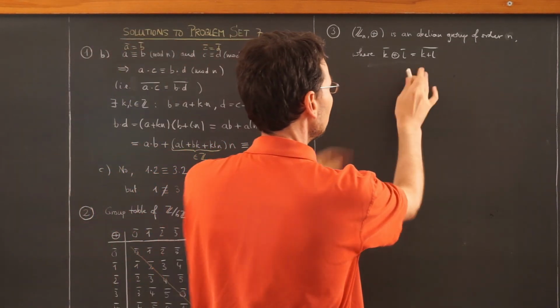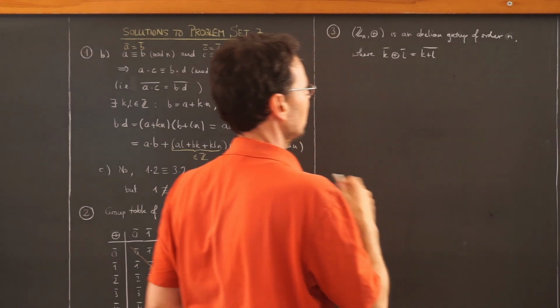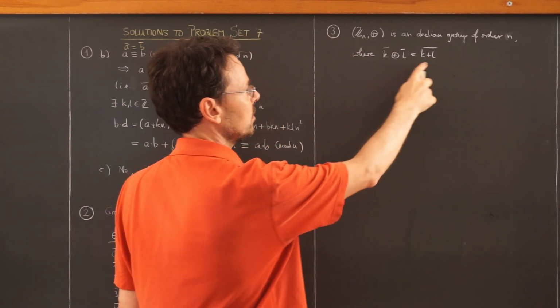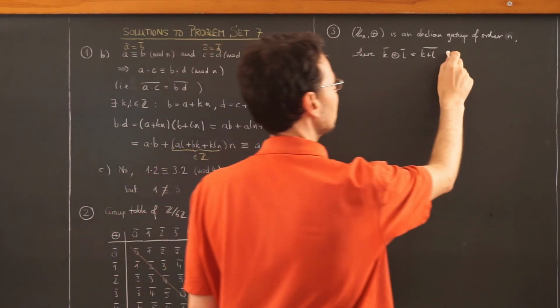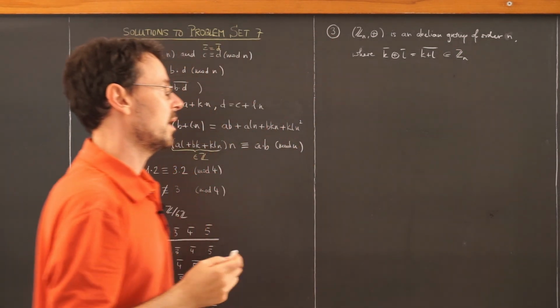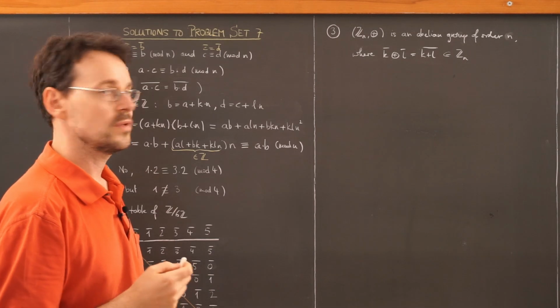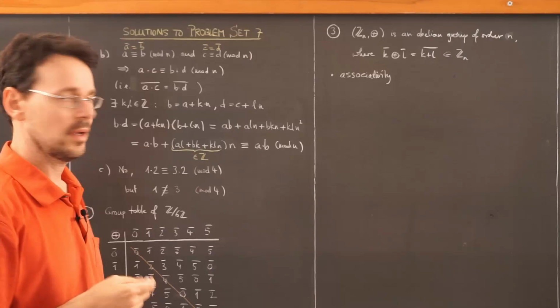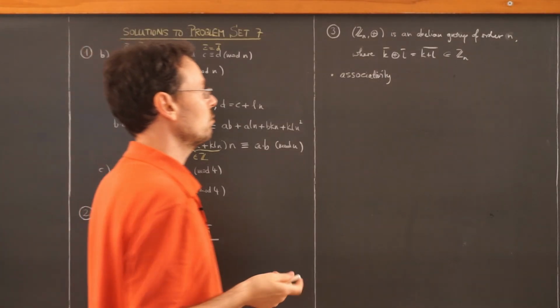It is also clearly an inner operation on this set, because this again is an element of Zn, so I have closedness under this operation. And we simply have to check the group axioms.